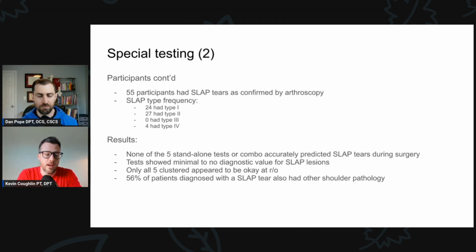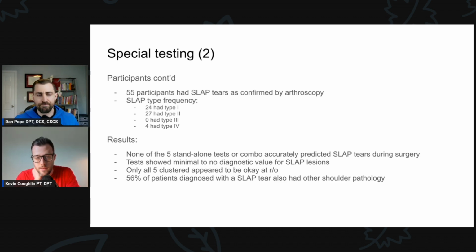So the results that the authors talked about was that none of the 5 standalone tests or a combo, so when adding the tests together in this study, accurately predicted slap tears during surgery. The tests showed minimal to no diagnostic value for a slap lesion. Only when all 5 of the tests were clustered together and they were negative, it appeared to be okay at ruling out a slap tear.